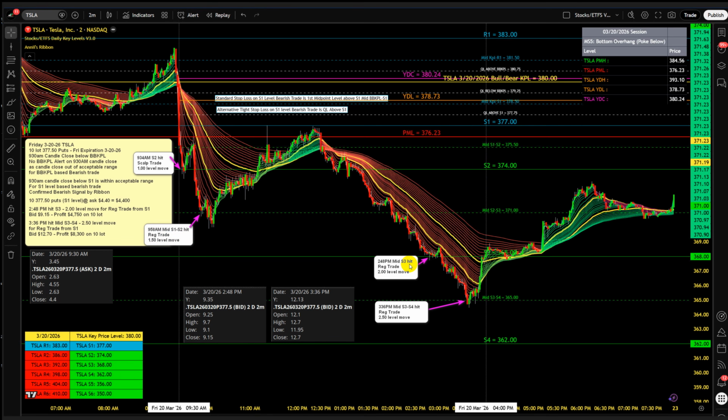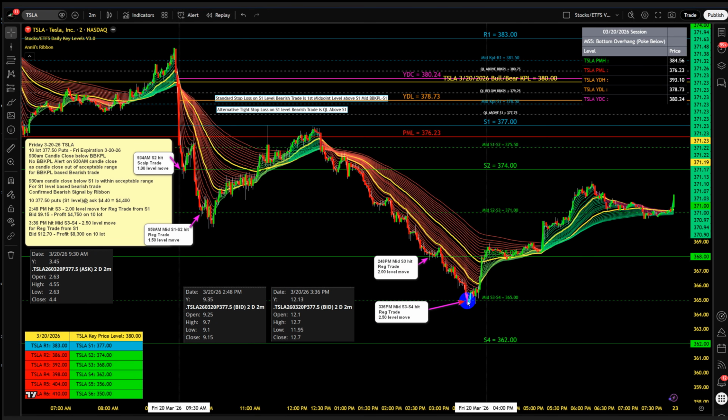2:48 p.m. it hits S3. My apologies here, it should just say S3. I made a typo here. This is regular trade, 2-level move, ideal move. As you can see, this candle touched, wicked through it, and then closed back above it. 2:48 p.m. bid price on the candle close, 9:15. So on a 10 lot, that's $4,750 profit total.